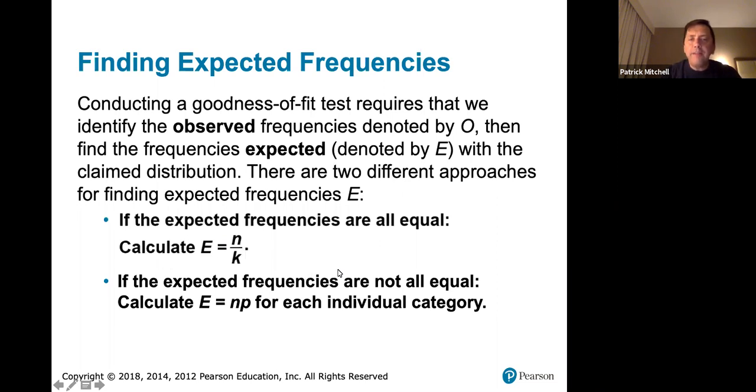If the expected frequencies are not all equal, then calculate E equals N times P for each individual category. And I need to say, you can actually get by with this second one all the time. It's just that for each outcome, P would always be the same, okay? So, if you would rather just try to keep track of one thing, it would definitely be the second thing. The second thing does always work.